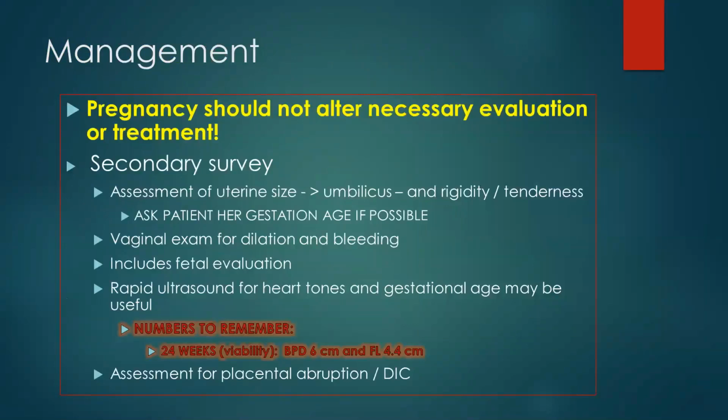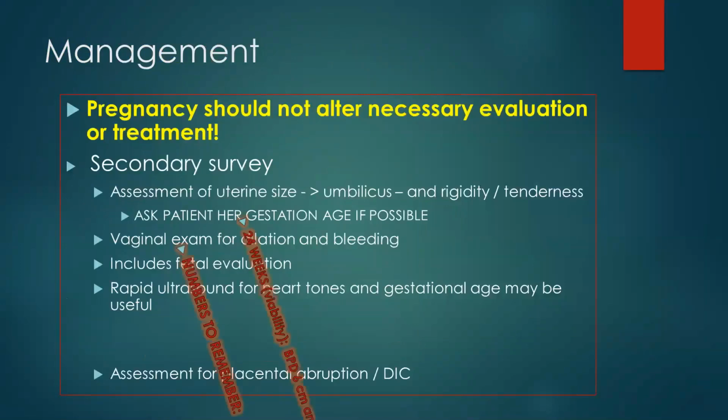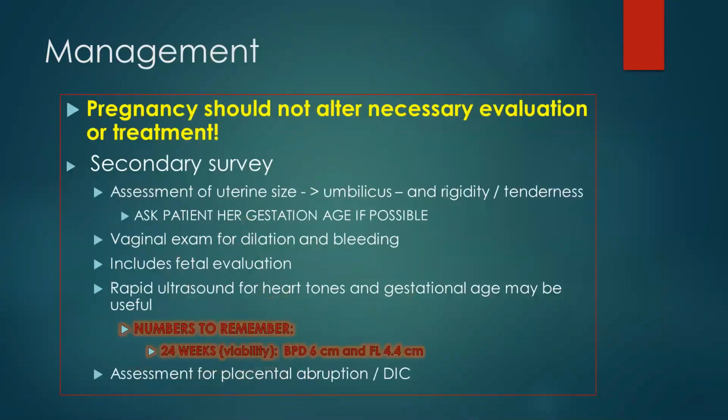So in the fetal evaluation, the rapid ultrasound is going to be the easiest way. Most of you are going to be doing a FAST scan anyway, and so if you have an obstetrician there, and if you don't, there are going to be some numbers that I really want you to take note of: the 24 weeks viability, and the BPD, or biparietal diameter, of 6 centimeters or more, or a femoral length of 4.4 centimeters or more. So if there are any two numbers you take away with you, this is what I would write down.